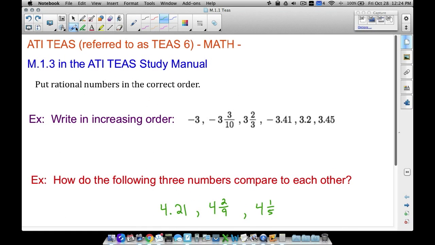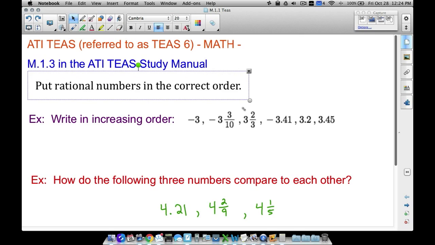All right, in this video, we're going to cover M.1.3 out of the ATIT study manual for math. What we want to do here is put some rational numbers in order. Rational numbers can be a decimal number as long as the decimal doesn't go on forever and there's no pattern. We can have rational numbers that are like mixed numbers, fractions.